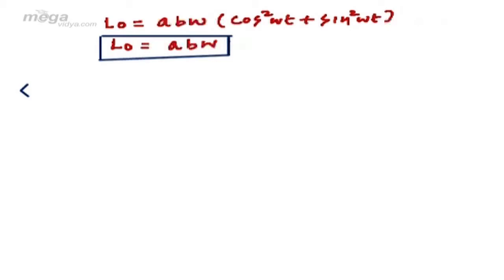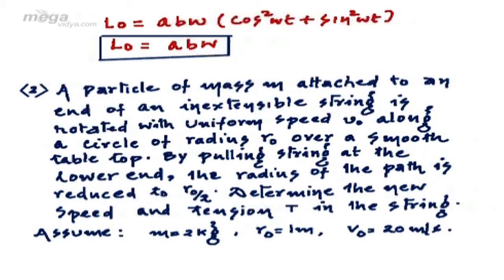Now let's take the second illustration. It is given that a particle of mass m attached to an end of an inextensible string is rotated with uniform speed v0, rotating along a circle of radius r0 over a smooth tabletop. Now we are pulling the string from the lower end, and due to pulling the radius of the path is reduced to r0/2. We have to determine the new speed and the tension in the string.